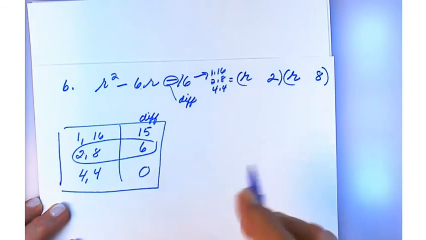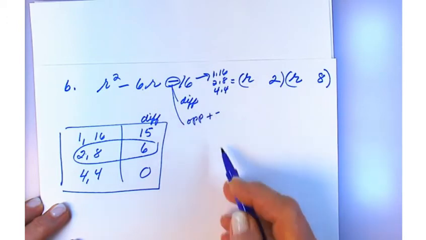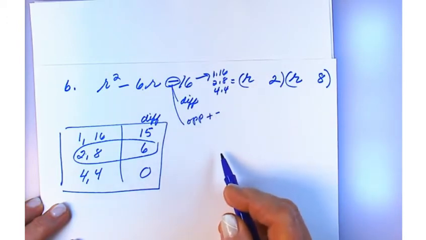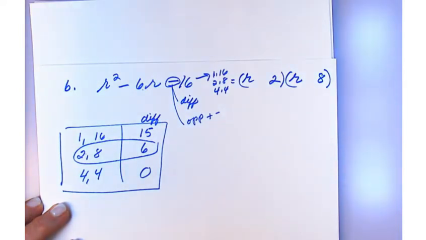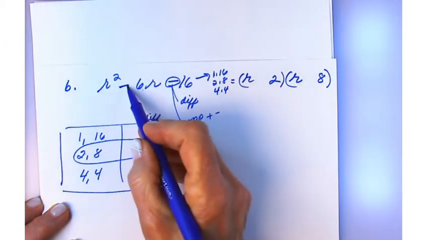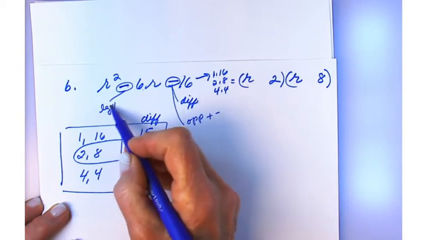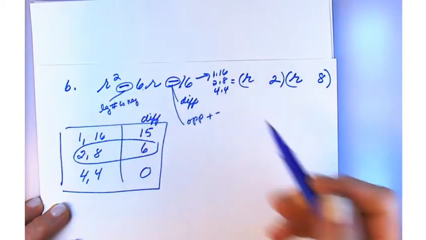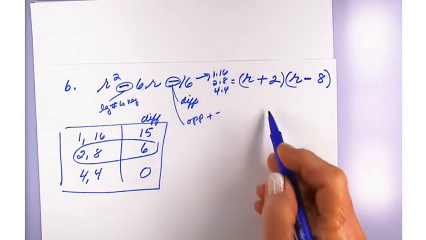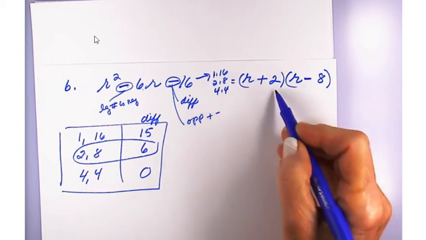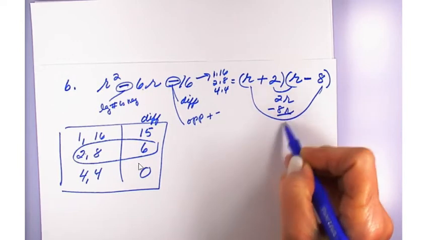So now this tells me my signs are opposite, plus and a minus. I need to see how to apply these signs. The middle sign is negative. That tells me the larger number is negative. So I'll make the 8 negative and the 2 positive. Check my scoops. I have 2r minus 8r, which is negative 6r.